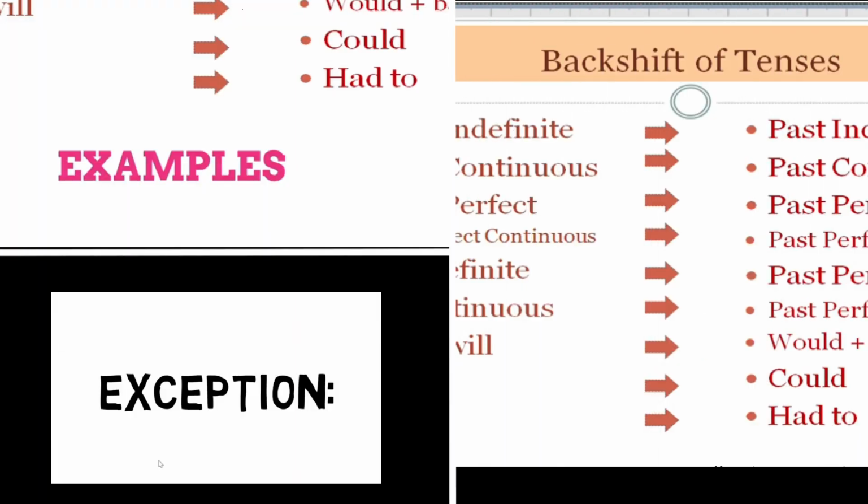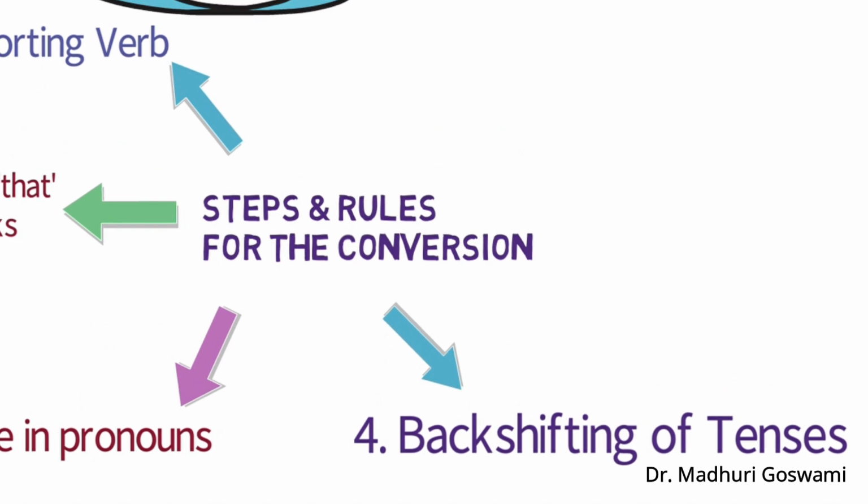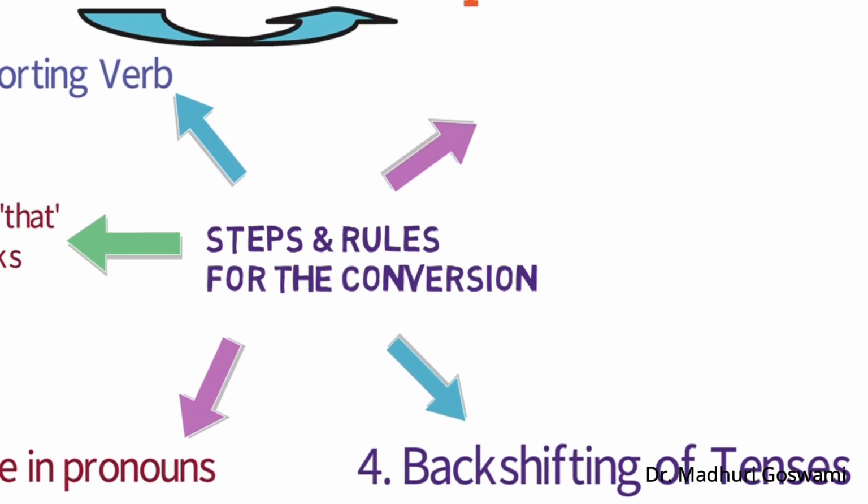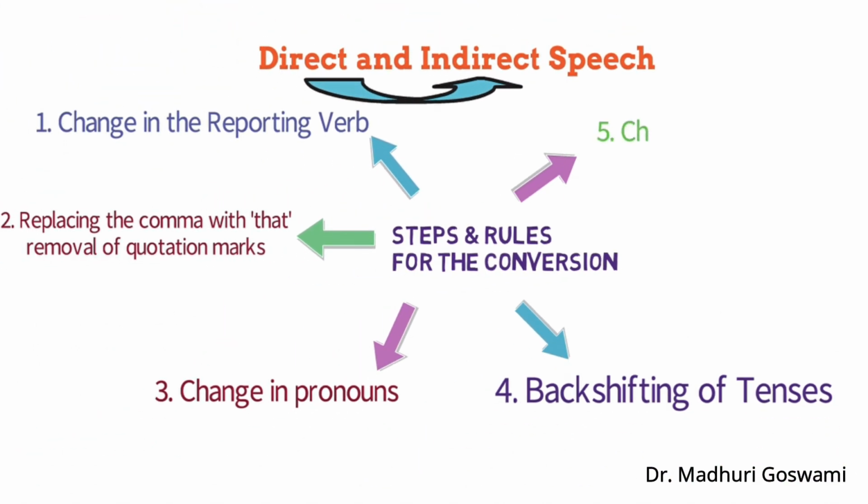So, the rule of backshifting of tenses and its exceptions. ये सभी डिटेल में समझने के बाद, now the next and the final rule for the conversion is the change in words and expressions of time and place.